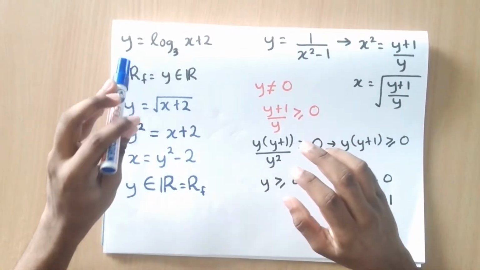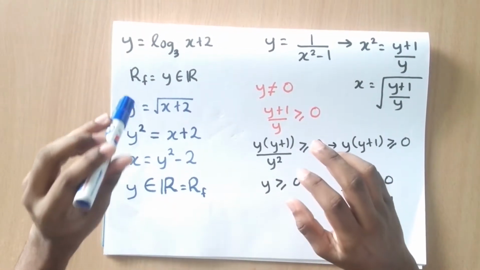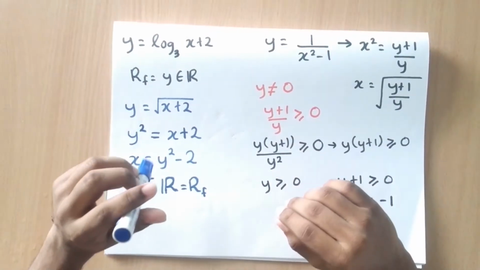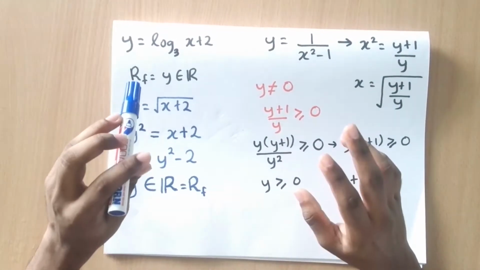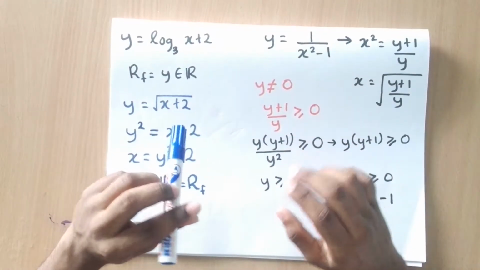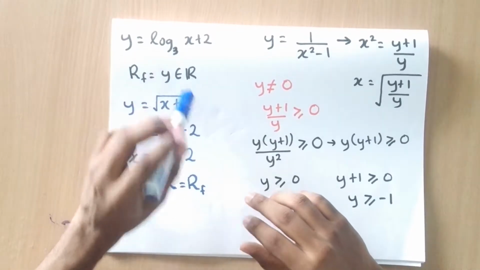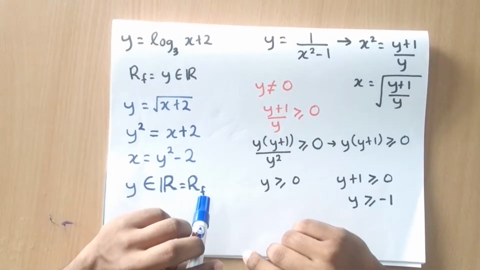First, let us start with a logarithmic function. There are no restrictions for the range of a logarithmic function. In a logarithmic function, the range is always the real numbers. So for this function, y is an element of all real numbers.